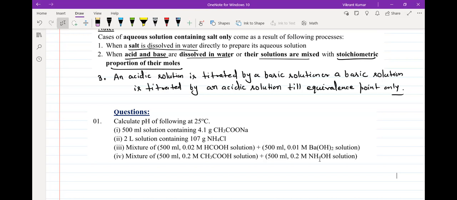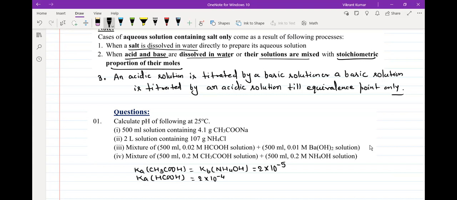डन क्या? सो हाँ जी, आपने Ka और Kb की values दिए नहीं है ना. 1 मिनट, right. Ka of CH3COOH, I am just rounding it off, or Kb of NH4OH is 2 into 10 raised to minus 5. Ka of HCOOH is 2 into 10 raised to minus 4. Okay.